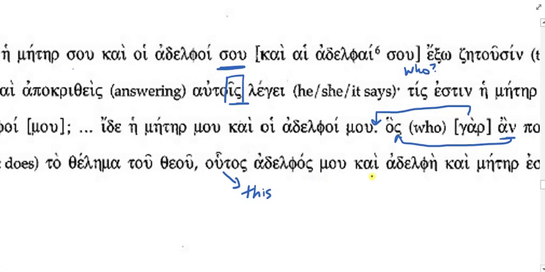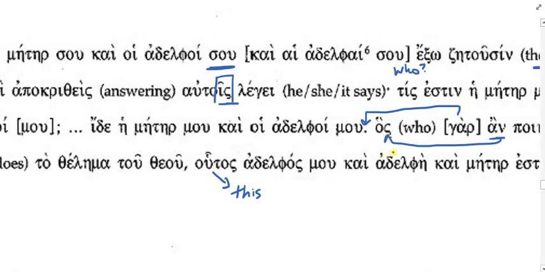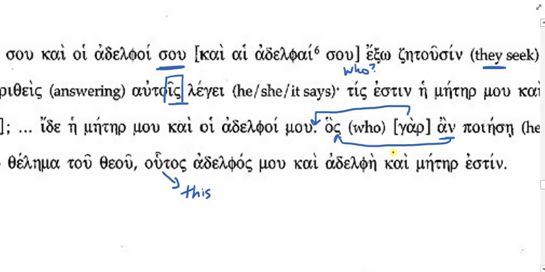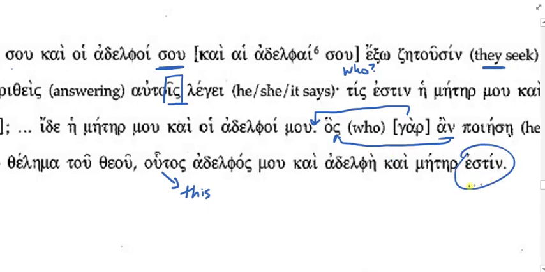Now, here's a question. Does houtos modify adelphos mou, this brother of mine, or is houtos the subject of a sentence where there is a verb to be? This is adelphos mou, kai adelphe, kai meter, estin. There's my be verb, right? So the verb to be is delayed, but it syntactically belongs between these. So whoever does the will of God, this one that I'm talking about, who does the will, is adelphos mou kai adelphe kai meter. This one is my brother and sister and mother. All right? That makes sense?